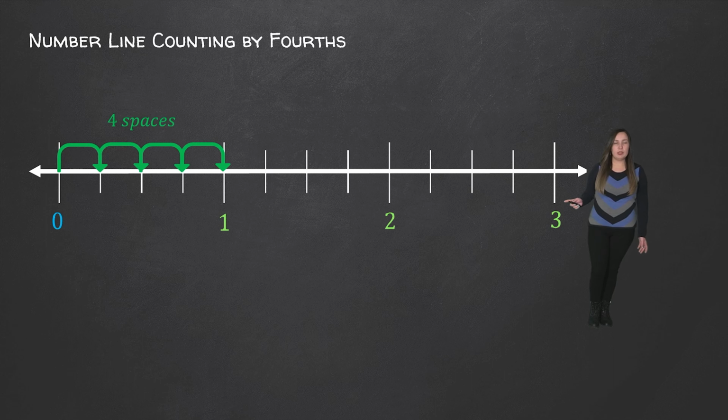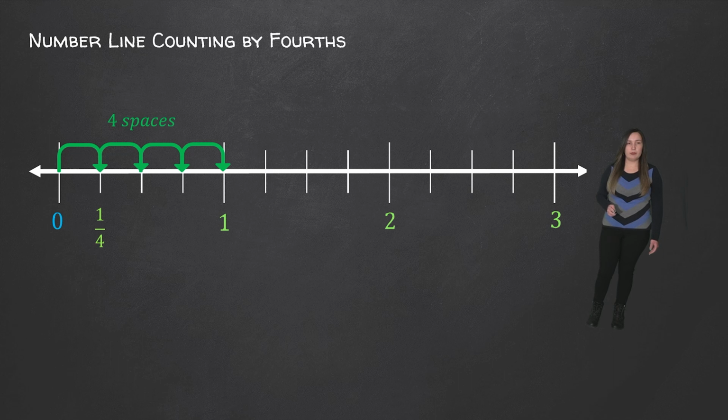In between 1 and 2, we also have 4 spaces, and in between 2 and 3, we also have 4 spaces. That means it takes 4 spaces in between each whole number to make a whole. So, if it takes 4 spaces to make a whole, that means we're going to be counting up by fourths.